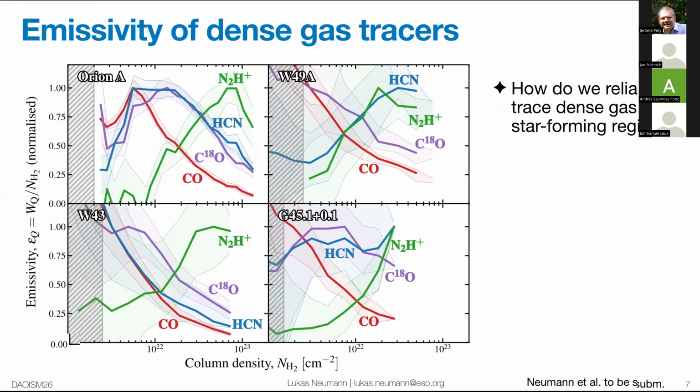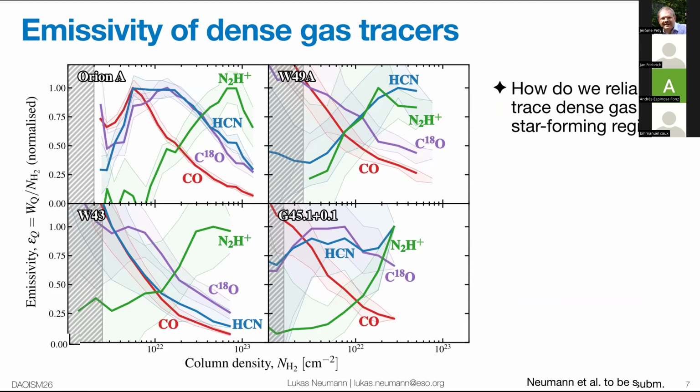So we can now look in a bit more detail at how these lines behave as a function of column density when we look at the emissivity of these lines. When I say emissivity, I mean here the integrated intensity divided by the column density.